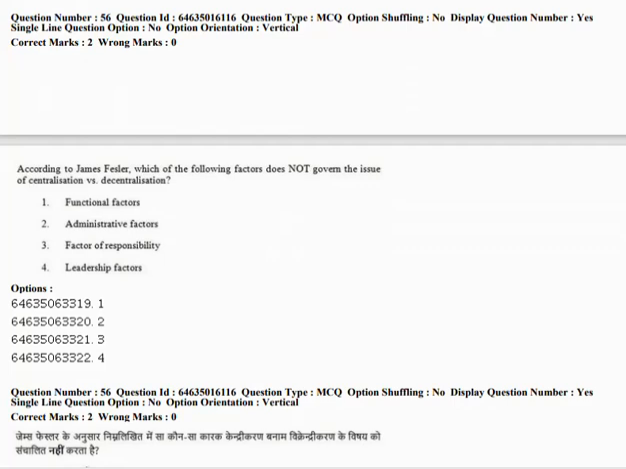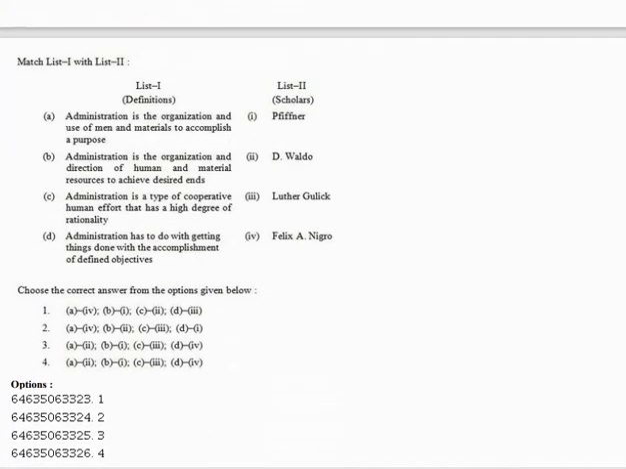According to James Fessler, which of the following factors does not govern the issue of centralization versus decentralization? Functional factors do, administrative factors also do, factor for responsibility also does, leadership factor does not. Hence option 4 is the correct answer.